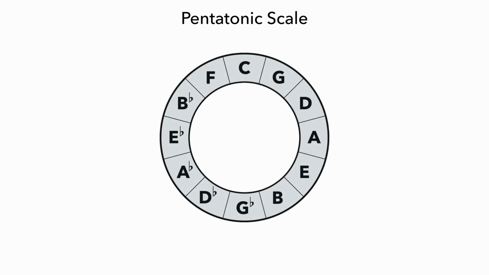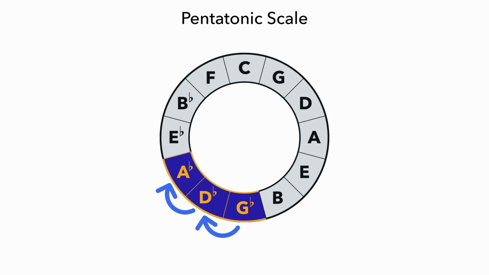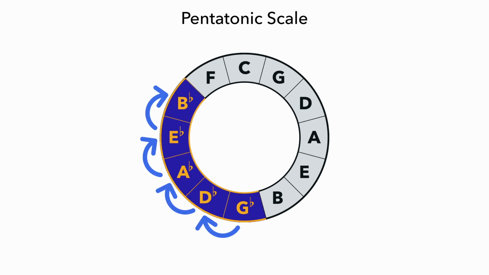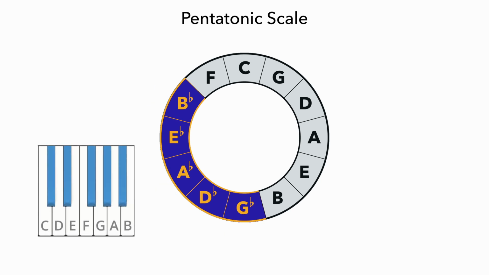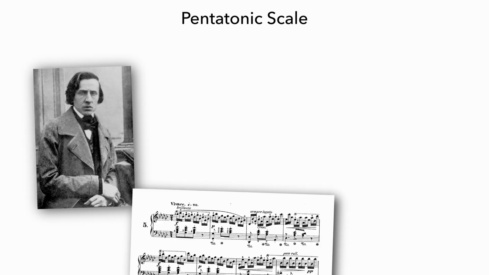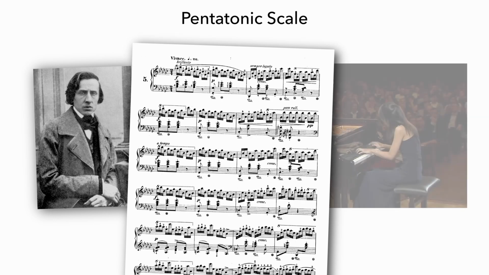Interestingly, if we use the same method with an F sharp as our starting point, we'll arrive at a pentatonic scale which consists of the 5 black keys on our piano. So if you only play the black keys, you are using a pentatonic scale, and occasionally composers have made use of this, such as Chopin in his so-called Black Key Etude.